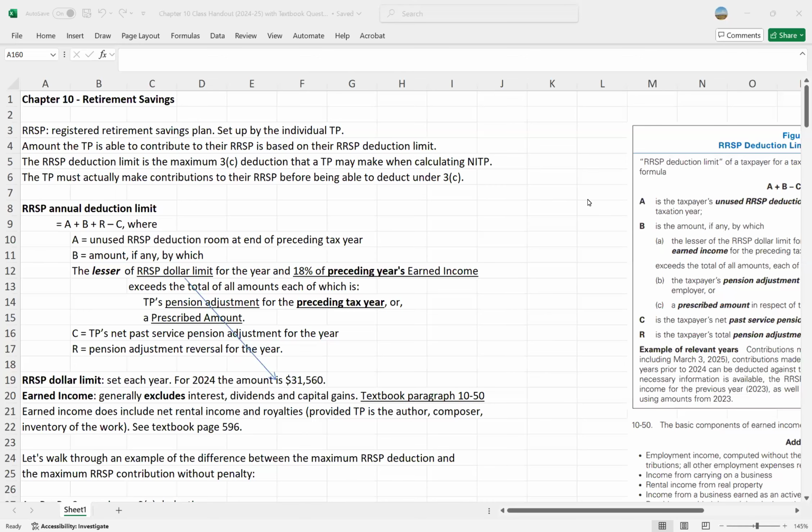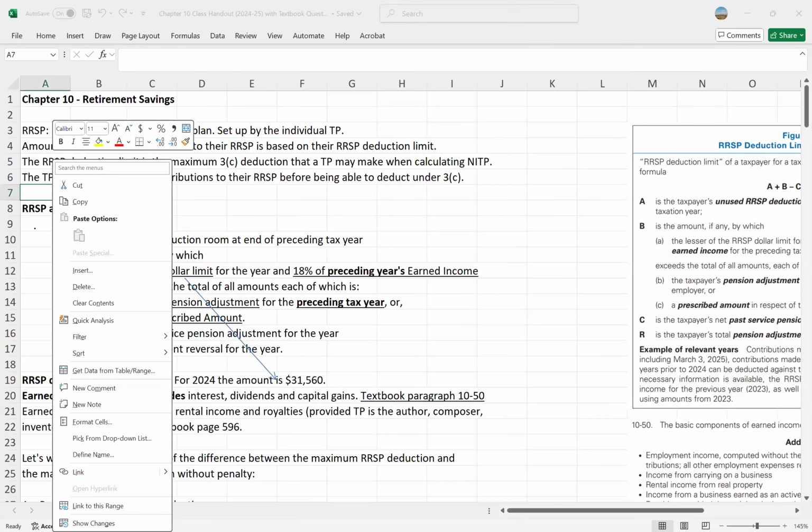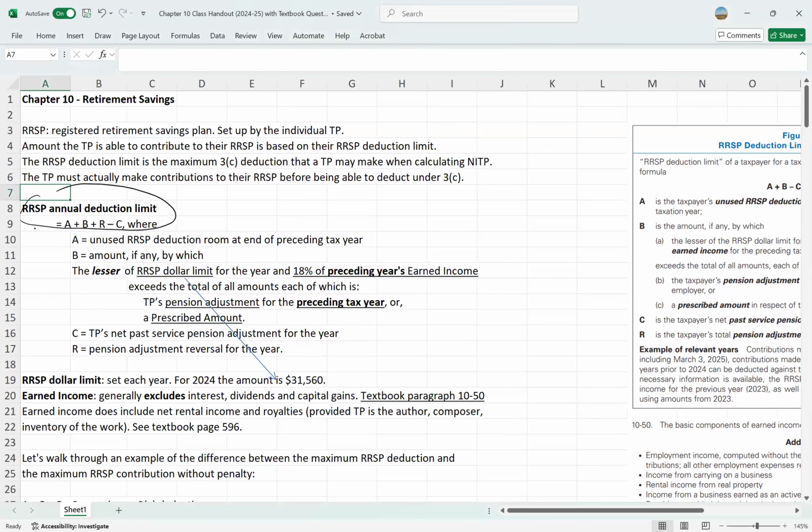Today, we're going to go through Chapter 10, which talks about retirement savings. The big topic in Chapter 10 is about RRSPs, Registered Retirement Savings Plan.